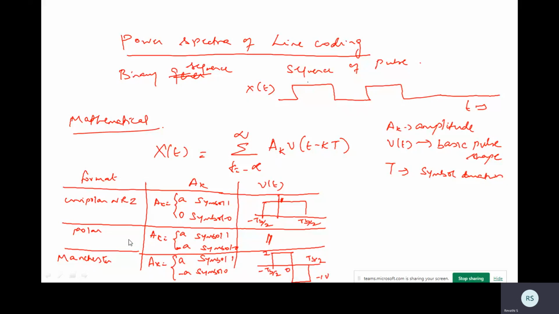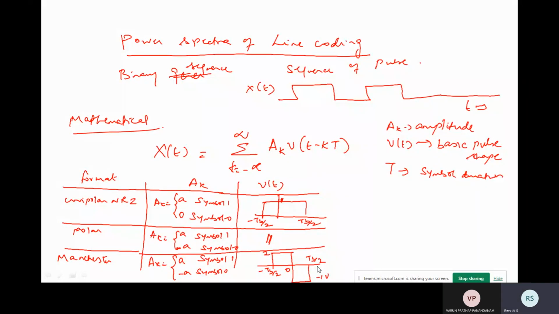We have already seen unipolar format, polar format and Manchester format. Please understand that the polar format and Manchester format have the same kind of ak. The discrete value for symbol 1 is plus A, and for symbol 0 it is minus A. Similarly for Manchester, symbol 1 is plus A and symbol 0 is minus A. The basic pulse v of t for unipolar format and polar format is this one, and for Manchester format it is a doublet pulse.